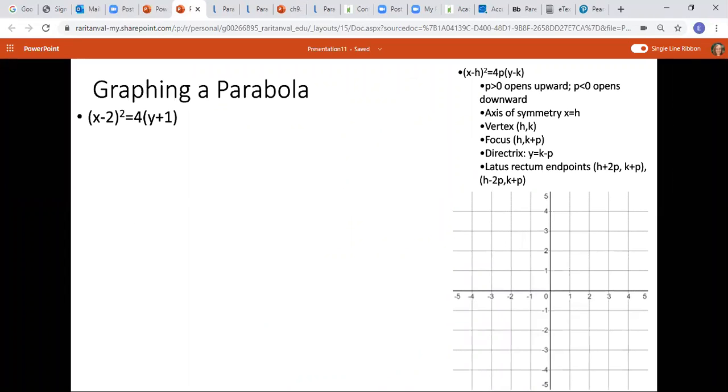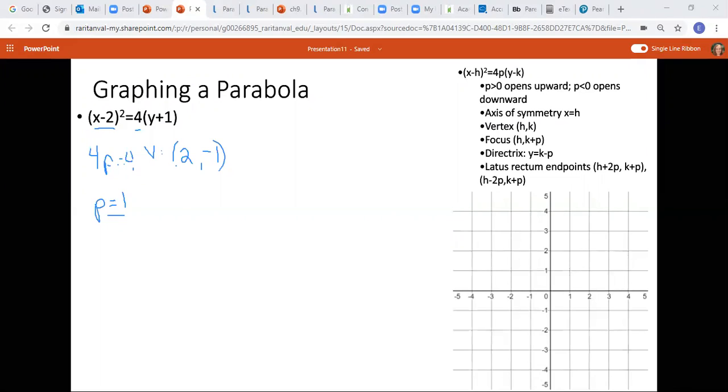Okay, so we have this equation: (x - 2)^2 = 4(y + 1). So the first thing that I do is identify we have x squared. This is going to be opening up or down. And we have 4p equal to 4, so my p is equal to 1. And my vertex is always (h, k). So x - h is 2, and y - k, this has to be -1, so we change the sign. So this is our vertex, okay? Our p is equal to 1.